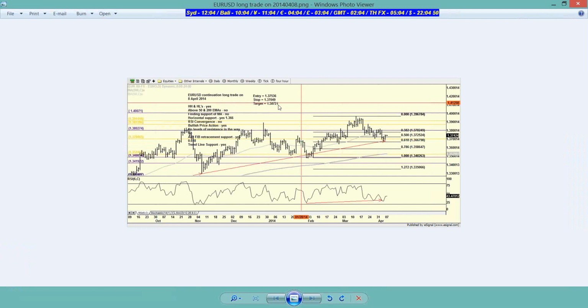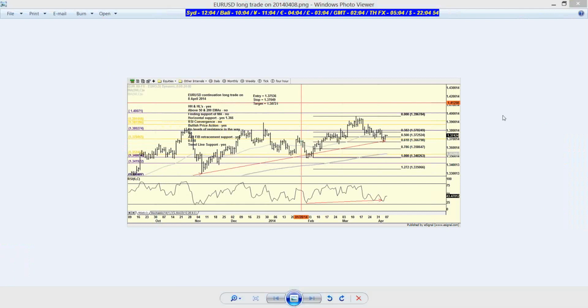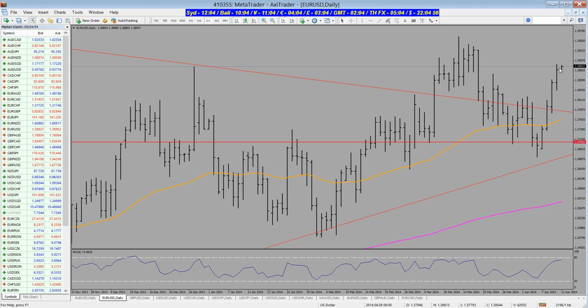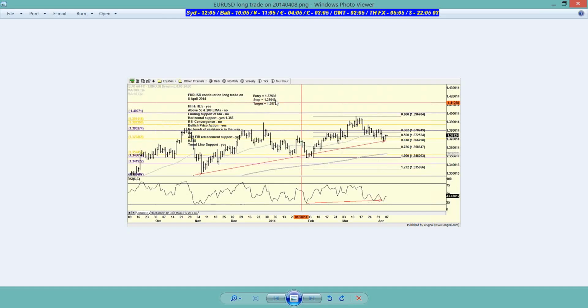Okay, target is 38.72. Probably getting close to that. In fact, you're past it. Why do you go 38.72, I wonder? You choose risking 50 pips basically, and you're targeting 70 pips. Interesting. I'm not sure why you would do that.